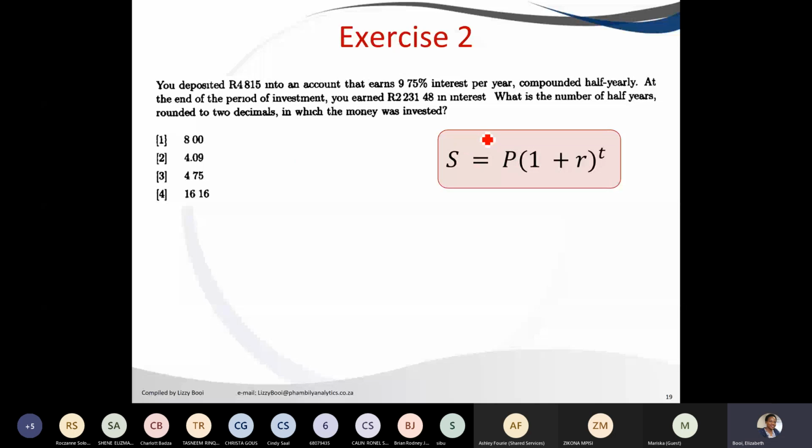What is the number of half years, rounded to decimals, in which the money was invested? The question is asking you to calculate T, and T is in the power. And also they are asking you for half years. So you don't have to divide by the compounding period like I told you the previous time, only if they ask you what is the number of years, then you will divide by the compounding period. So when you do this calculation, the answer you see will be the answer you are looking for.